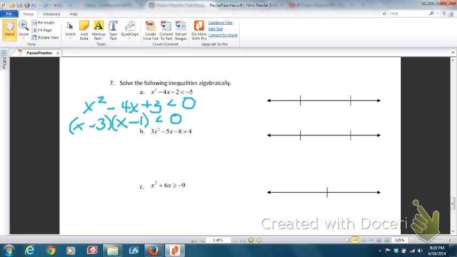Alright, so since these are my factors, if I set this equal to 0, I get x equals 3 and x equals 1. Those are my critical numbers. So I'll put them in order. 1 comes first, and then 3. Alright, looking at my inequality, it is a less than sign. So because it's less than, that means I'm going to use open circles.